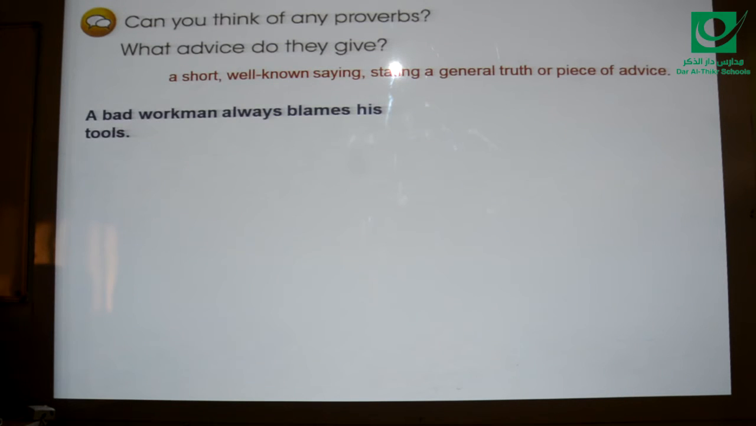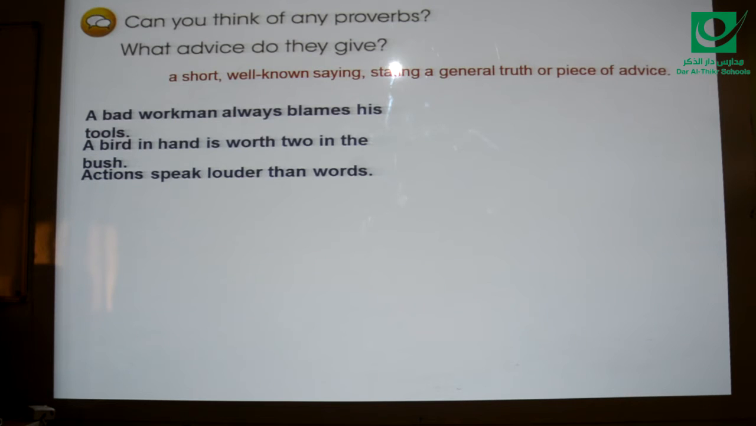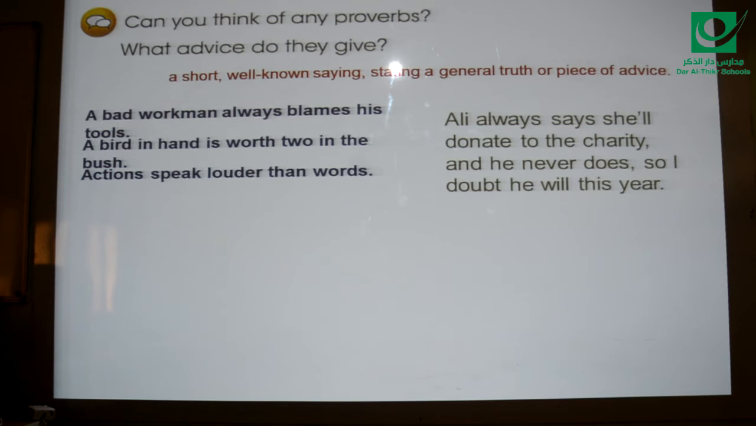A bad workman always blames his tools. This is a proverb. Number 2, a bird in hand is worth 2 in the bush. Actions speak louder than words. Okay, you know these proverbs?